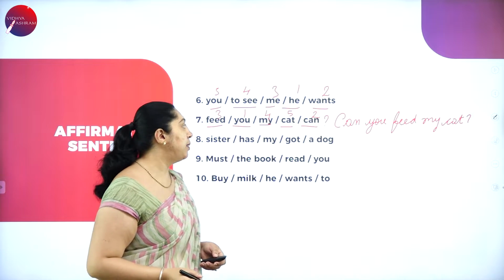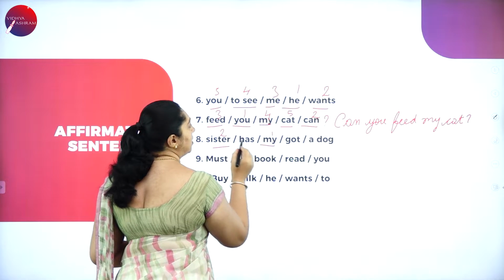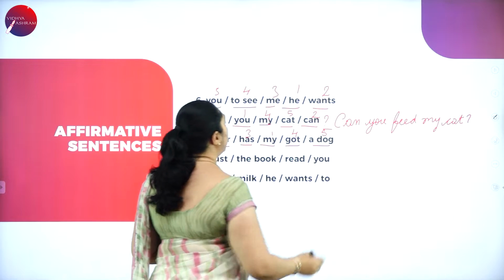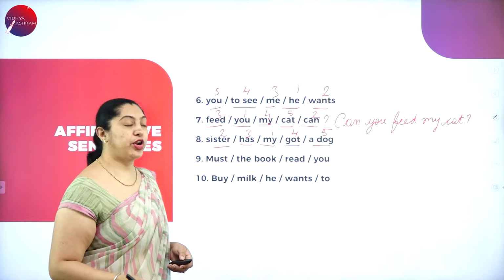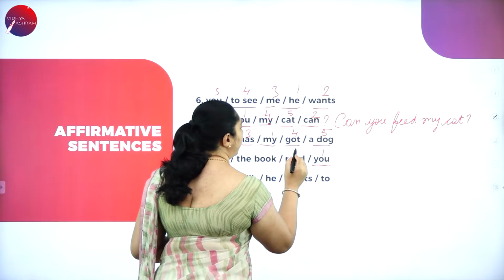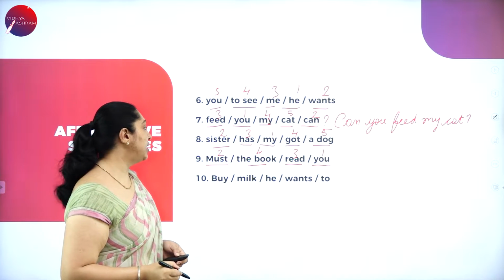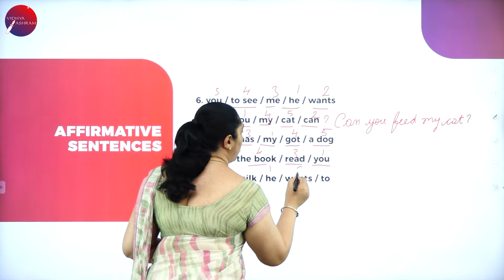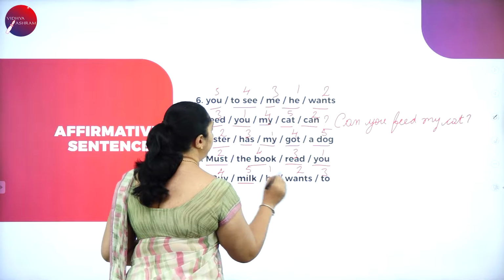Sister has my got a dog. My sister has got a dog. Must the book read you? You must read the book. Buy milk he wants to. He wants to buy milk.